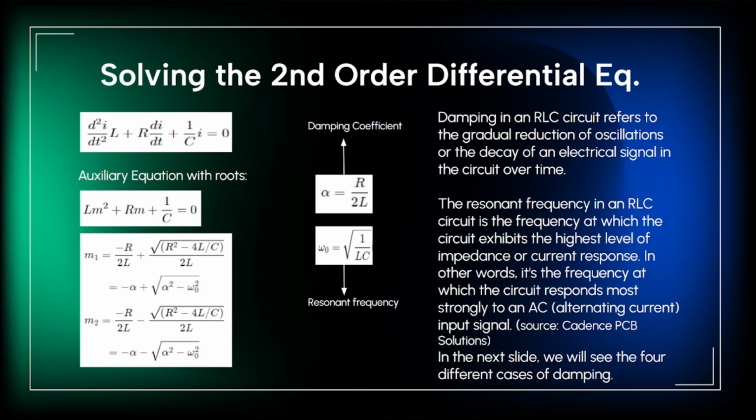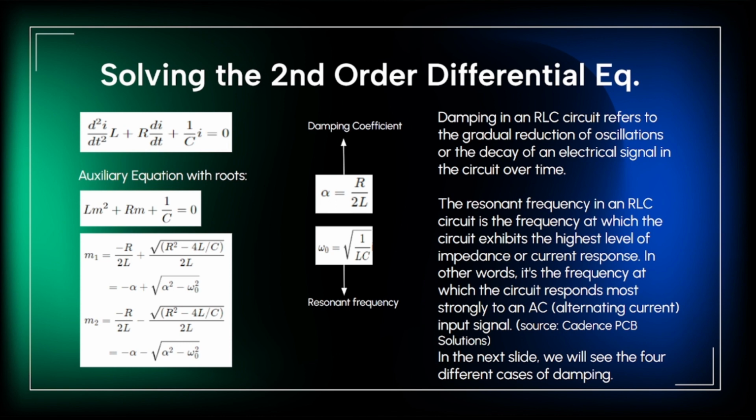Damping determines how quickly the transient response of the circuit decays, or in other words, returns to equilibrium, when the input changes suddenly. There are three main cases of damping which we will explore further shortly. The resonant frequency, on the other hand, is the frequency at which an RLC circuit exhibits the maximum amplitude of its steady-state response to a sinusoidal input signal. In other words, it's the frequency at which the circuit resonates or responds most strongly to the input signal.